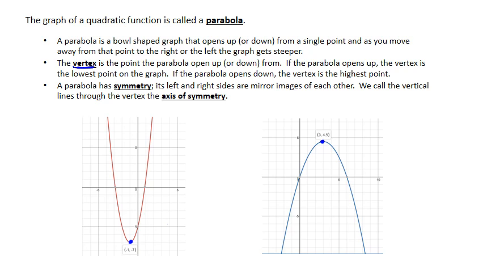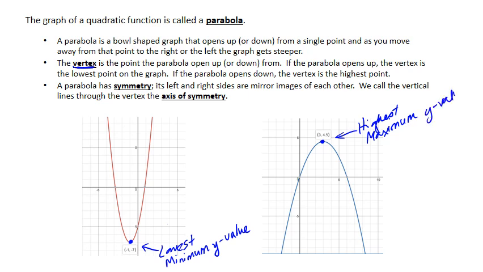Now, when we think about that, because it's a bowl, either opening up or down, that point, that vertex where it's opening up or down from, is actually going to either be the lowest point on the graph. So sometimes we refer to that as the minimum, specifically y value, or if the parabola is opening down, this would be the highest point, or the maximum y value.